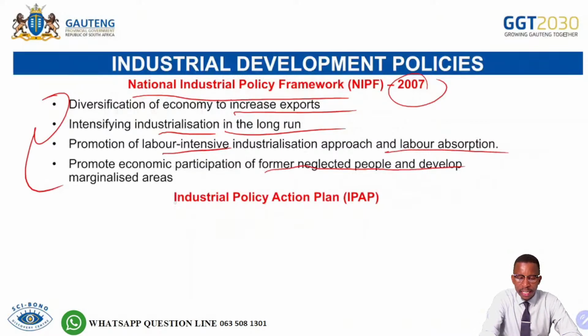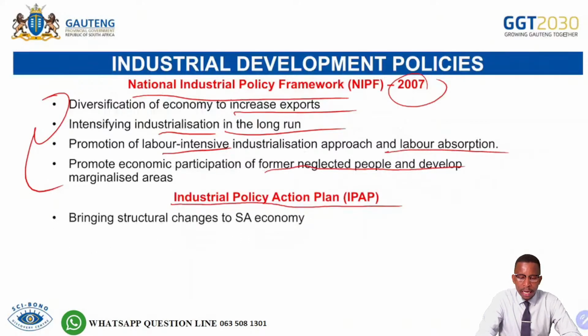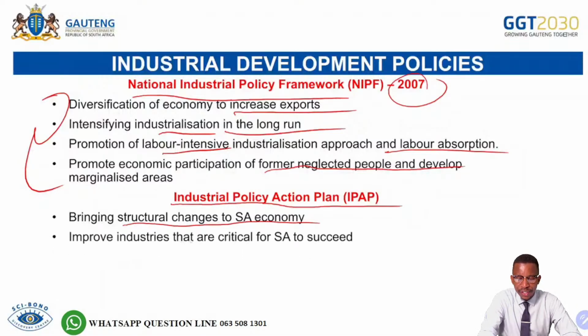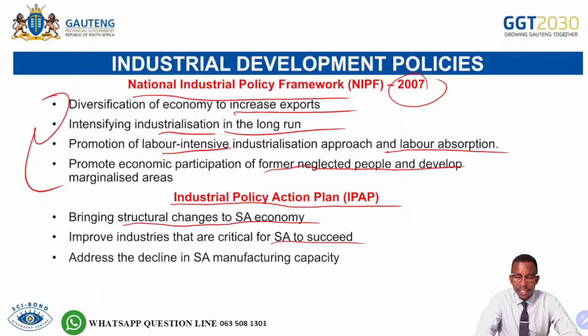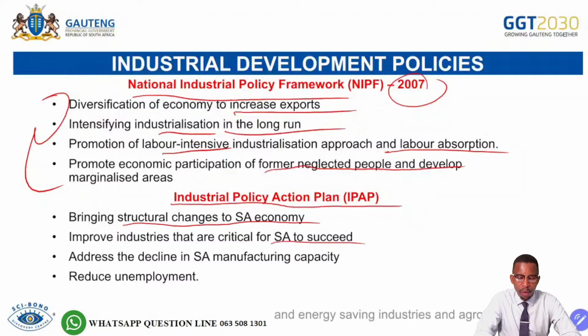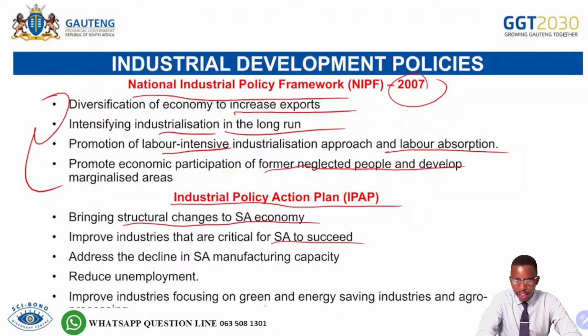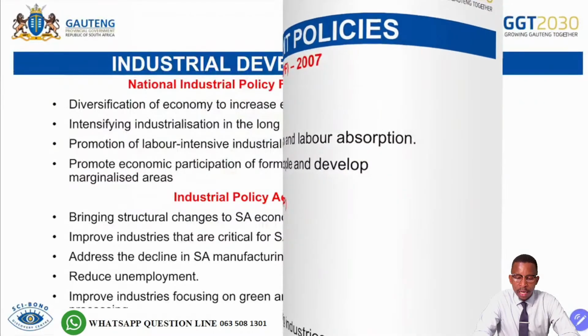Then we talk about the Industrial Policy Action Plan, which is IPAP. It aimed at bringing structural changes to the South African economy, also improving the industries that are critical for South Africa to succeed, and also addressing the decline in South Africa's manufacturing capacity, reducing unemployment in South Africa. These are some of the aims. Improve industries focusing on green and energy-saving industries, and agro-processing. These are some objectives of IPAP, which is the Industrial Policy Action Plan.